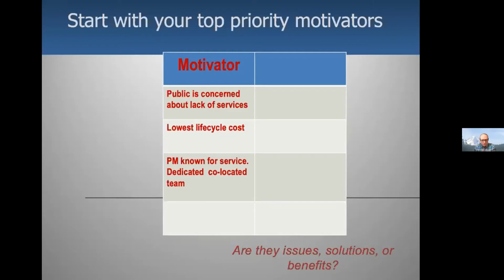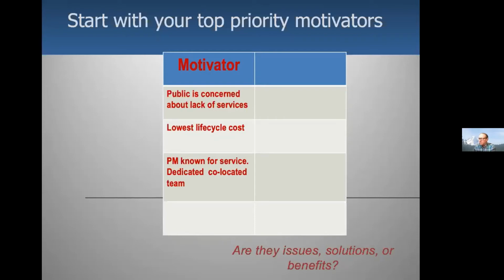And the people on the panel with the most power were most concerned about them. And in this case, we narrowed it down to three. The first one is the public is concerned about lack of service. They're also concerned about disruptions during construction. The second one is we're looking for the lowest life cycle cost. And the third one is we want a project manager that'll give us good service, and we want a dedicated team located in our office.